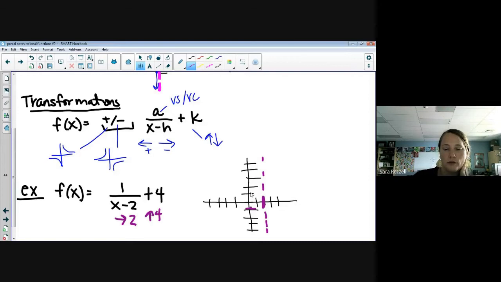And the other one's going to go up 4. So 1, 2, 3, 4, make my asymptote. So I went to 2 and did an asymptote, and then I went up to 4 and made an asymptote. And this is a positive graph. We don't have a negative in the front or a negative with the 1 on the top. So positive means we are in the first and third kind of quadrants for our asymptotes. So we're going to sketch our graph here. And we're going to sketch our graph here.